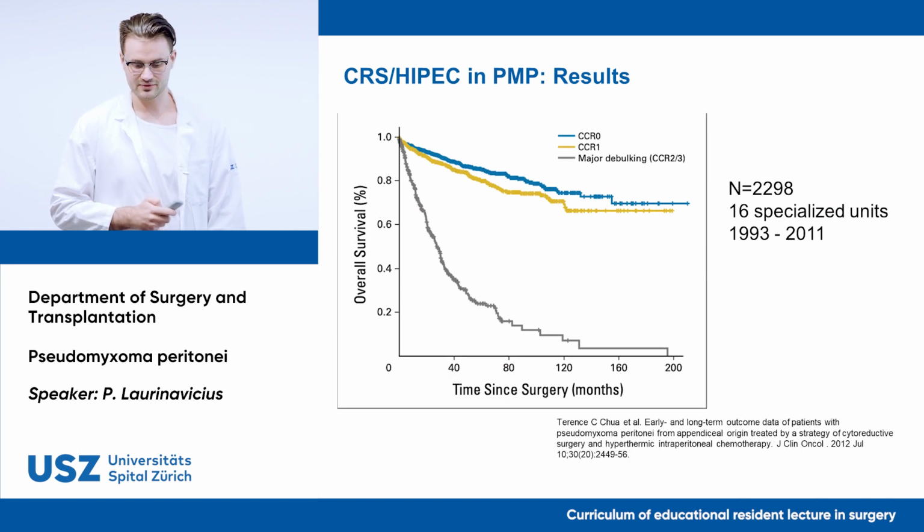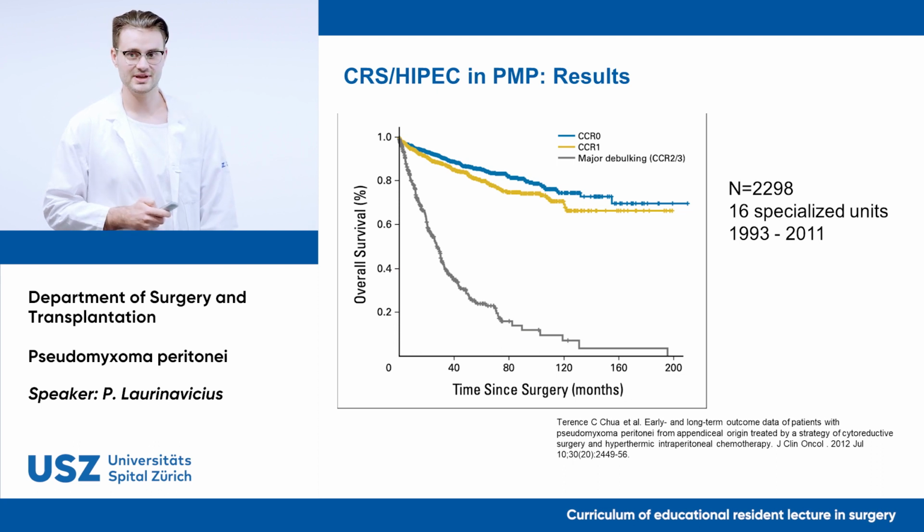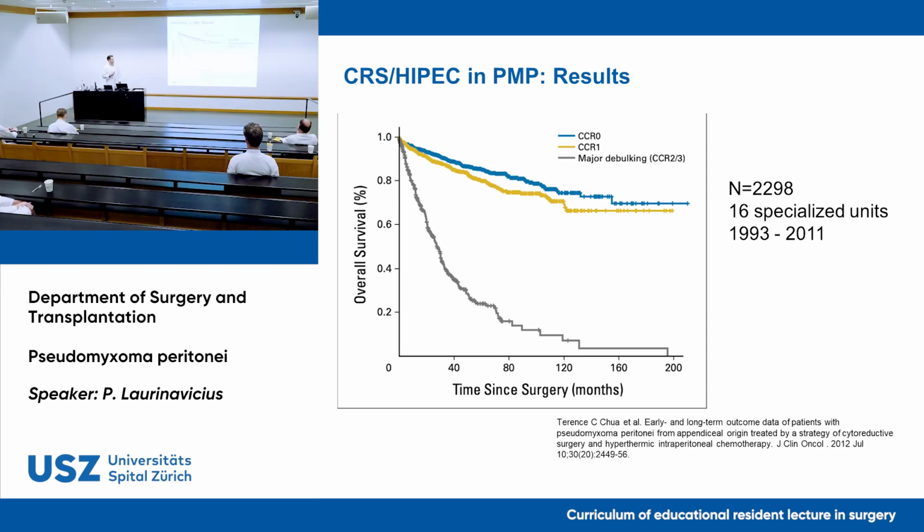Secondly, the study of Dr. Terrence showed that the resection status also plays an important role in the overall survival, and even R1 resection has significantly better survival rates than the major tumor debulking.